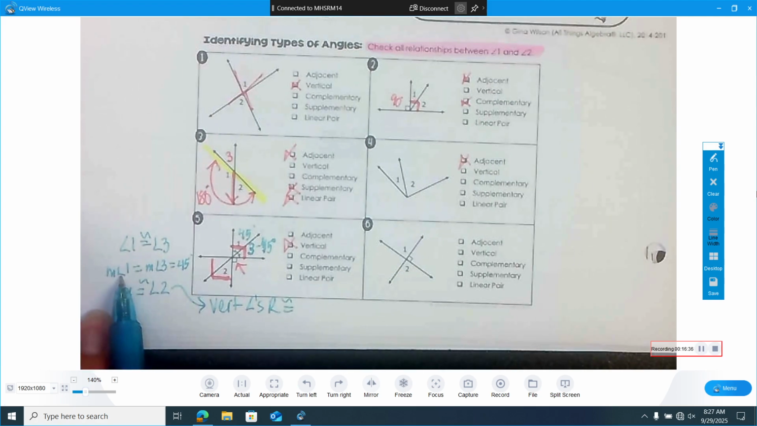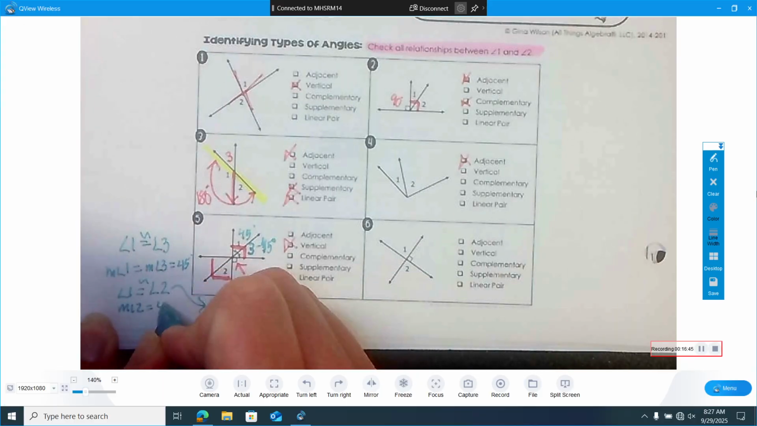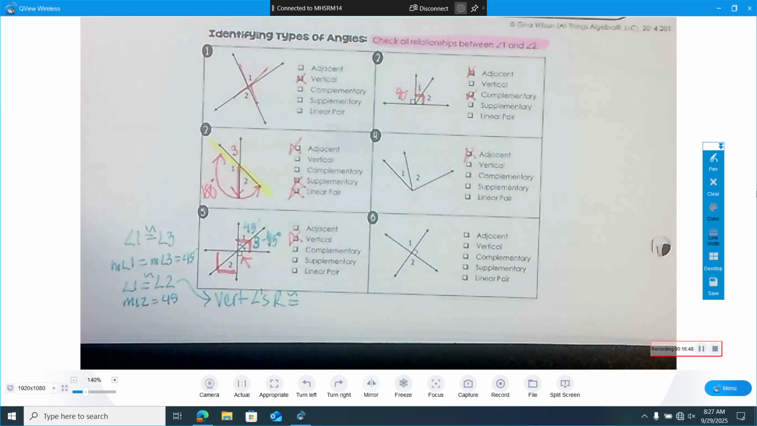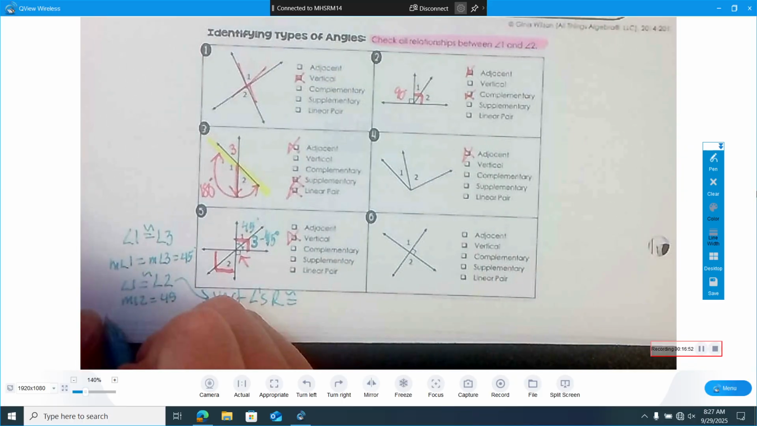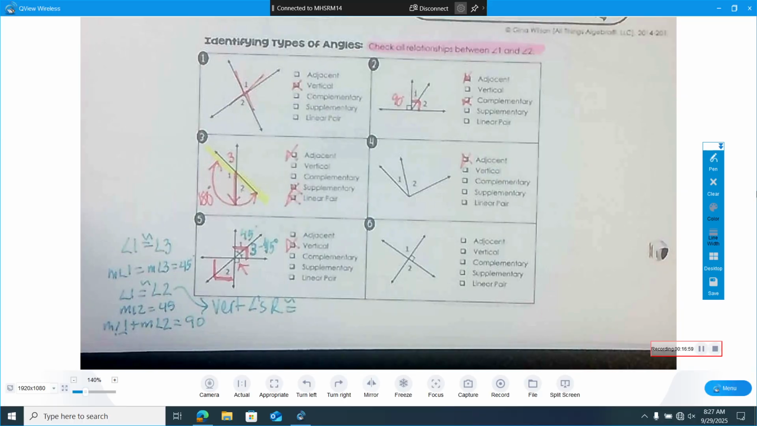So now we know that angle 1 was 45 degrees. What's angle 2 got to be? 45. Also 45 degrees. So the measure of angle 2 has to be 45 degrees then, because they're also equal. Hey, very, very good. And so then the measure of angle 1 plus the measure of angle 2 equals 90 degrees. So therefore they are in fact complementary. Ladies and gentlemen, you just wrote your first proof. Good job.